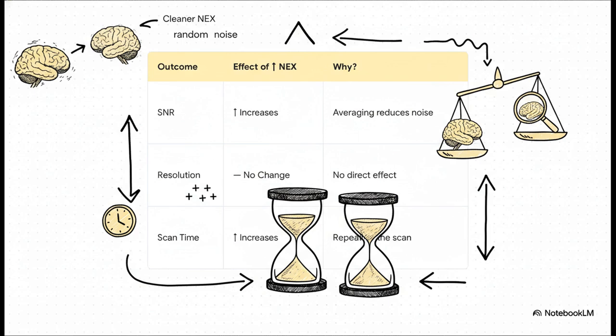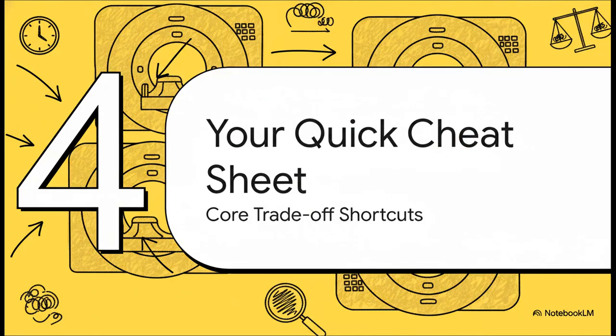But it's kind of a brute force method. Think about it. If you double the NEX, say from 1 to 2, you get a cleaner image, for sure, but you also literally double your scan time. It's a one-for-one trade. Okay, that was a lot of technical detail, I know. So let's zoom back out for a second and just boil this all down into some easy, memorable shortcuts.